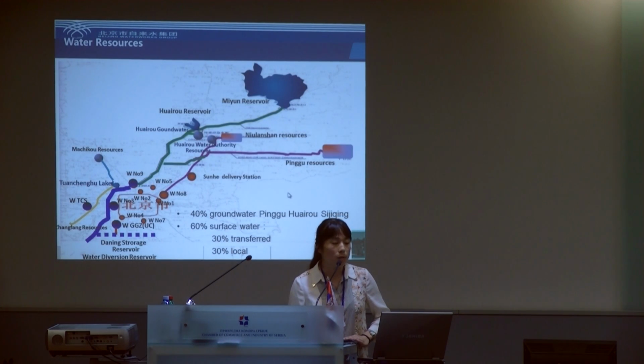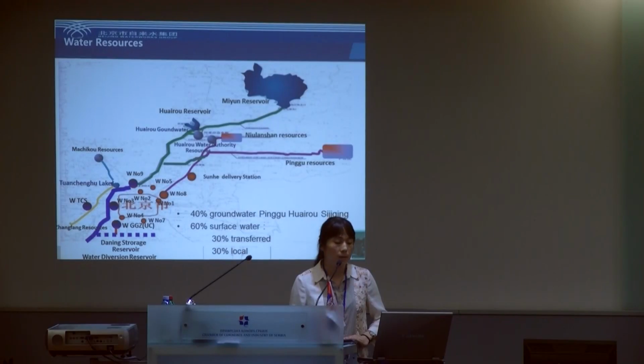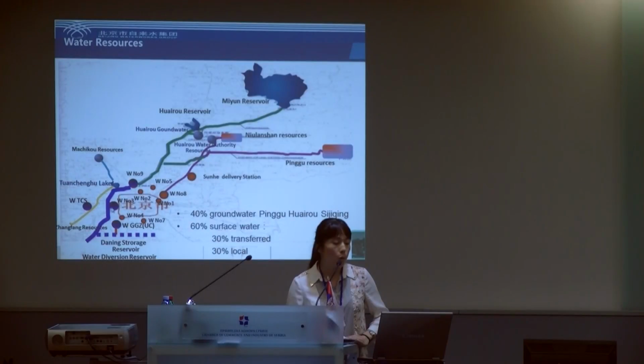And this slide is the water resources of BWG. Water resources include groundwater and surface water. Groundwater accounts for 40%, and surface water accounts for 60%. The main surface water resources include Miyun Reservoir, Huairou Reservoir, and water diverted from Danjiangkou Reservoir. In this slide, the blue point presents the groundwater plant, and the red point presents the surface water plant.